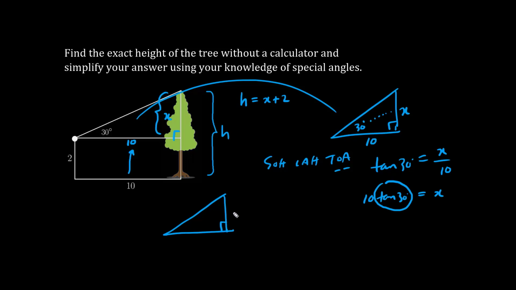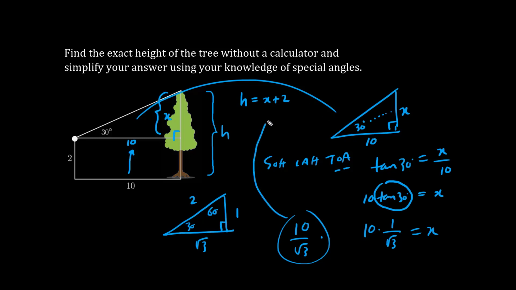We have the triangle 1, 2, root 3, with 30 degrees and 60 degrees. Tan 30 is opposite over adjacent, which is 1 over root 3. So this is the value of x: 10 over root 3. We substitute into here, so h equals 10 over root 3 plus 2, and this here is an exact answer.